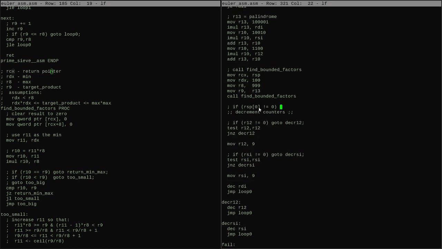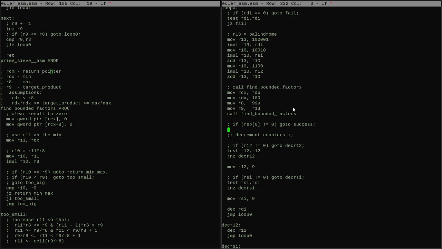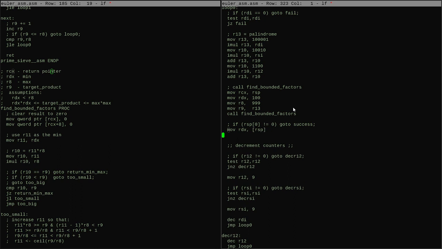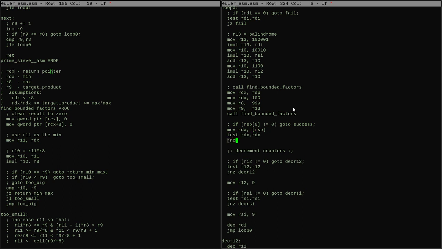So if RSP 0 does not equal 0, we're going to go to success. Otherwise, it'll just go on to the decrements of the loop. So here we go. Test. Well, let's see. It doesn't really matter which one we grab, so we'll just grab RDX, the value at RSP, and then we'll do test RDX, jump if that is not 0 to success.